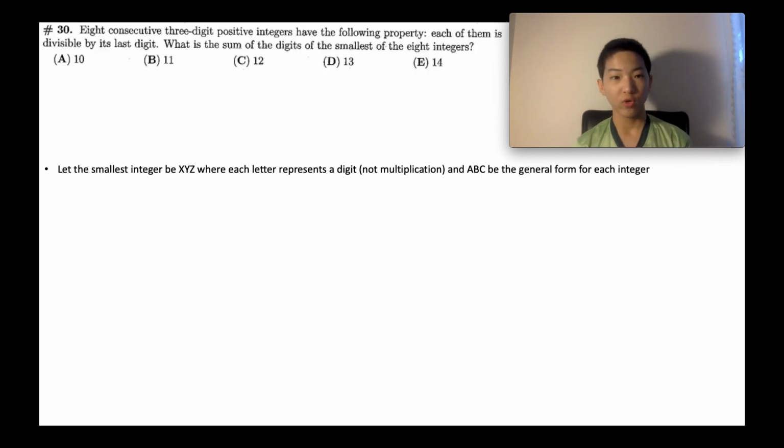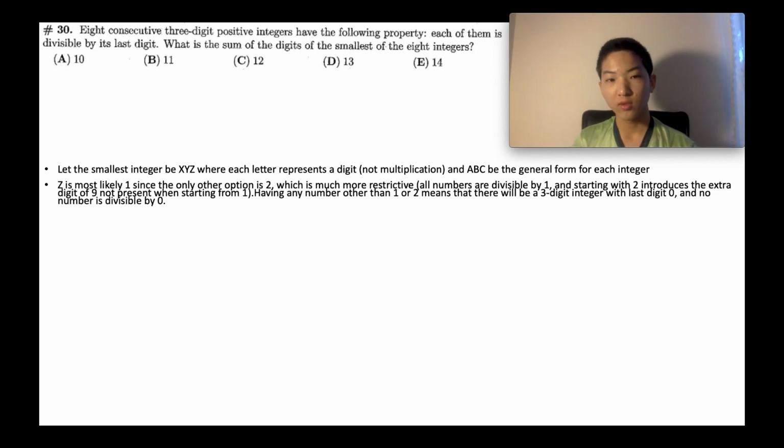So finally, we have question 30. Let the smallest integer of the 8 consecutive integers be x, y, z, where each letter represents a digit. We are not multiplying x, y, z together in this case. And let a, b, c represent the general form of any integer.